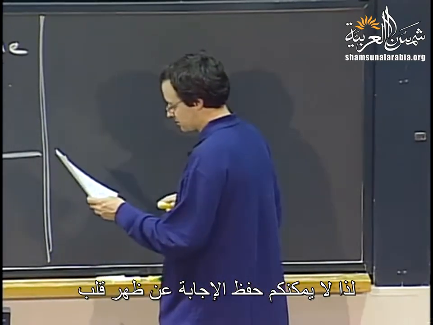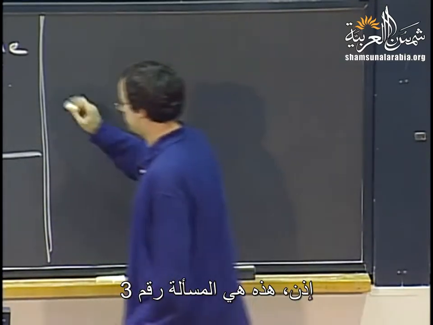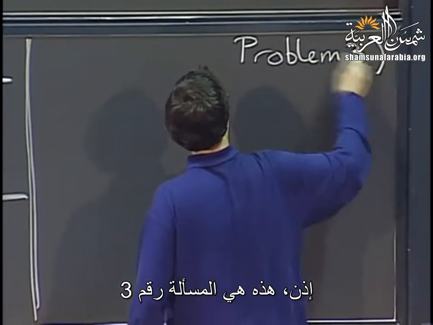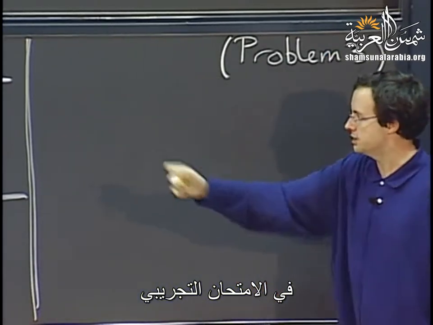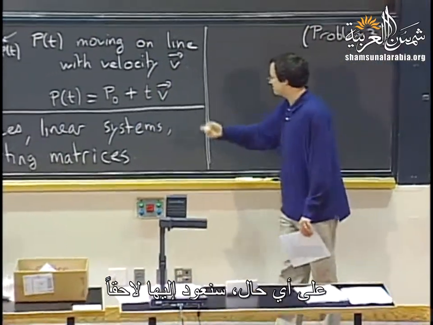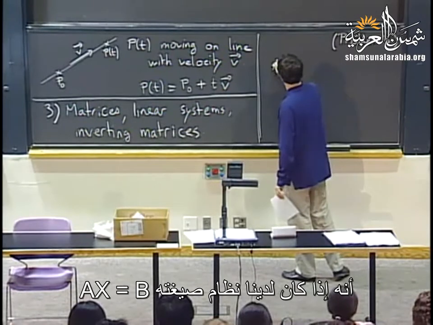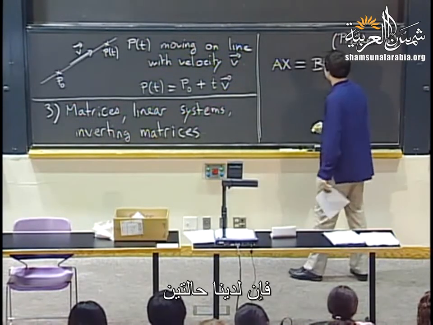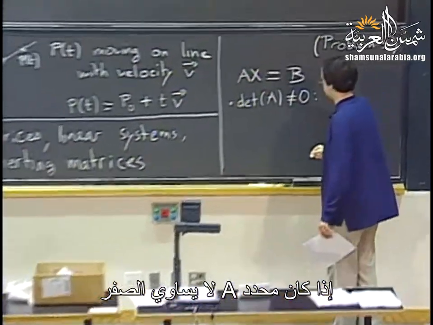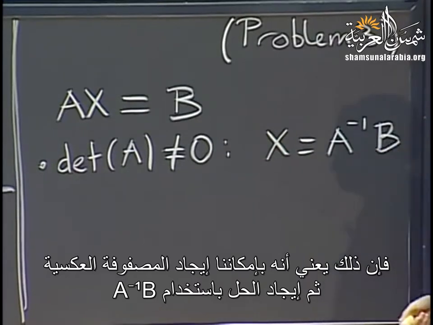Another thing that we've learned about, well, matrices, so I should say this is going to be problem three on the test, on the actual test too, I think. Anyway, we'll come back to it later. But a couple of things that you should remember. If you have a system of the form AX equals B, then there's two cases. If the determinant of A is not zero, then that means you can compute the inverse matrix and you can just solve by taking A inverse times B.